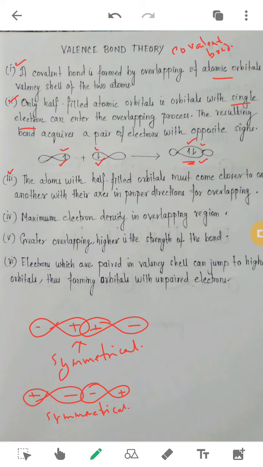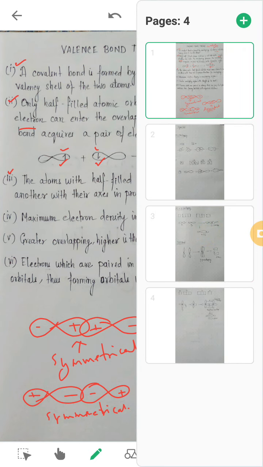But if this happens, that the plus lobe of one of the p orbitals is towards the overlapping side, and the other orbital which is coming for overlapping has a minus lobe towards this side, now that becomes asymmetrical. One of them is in phase and the other is out of phase, so that becomes asymmetrical, and there will be no covalent bond formation for this one. Okay, so the next postulates, if any.